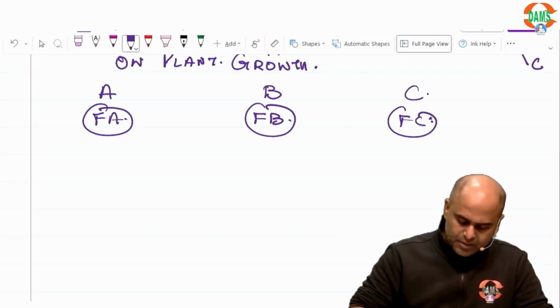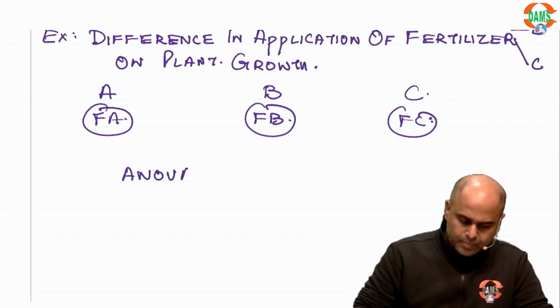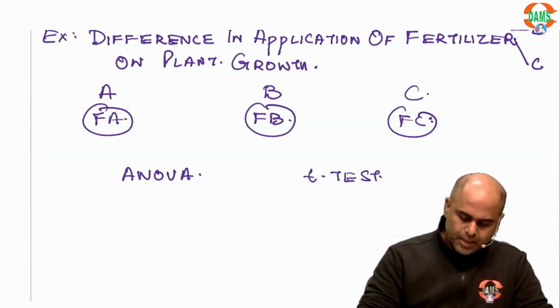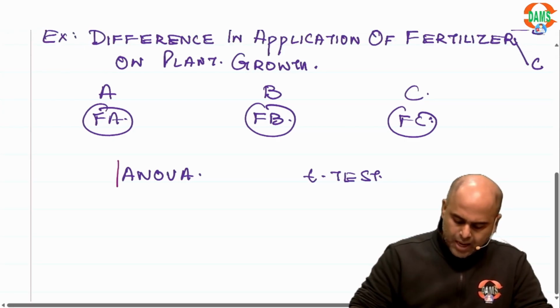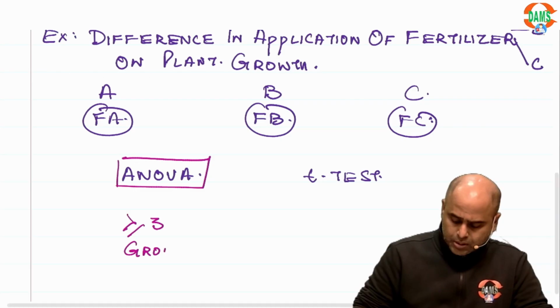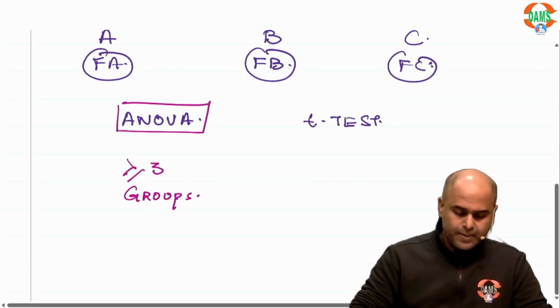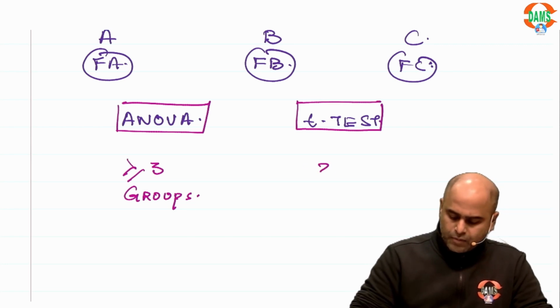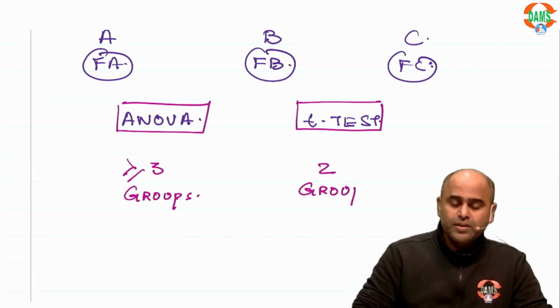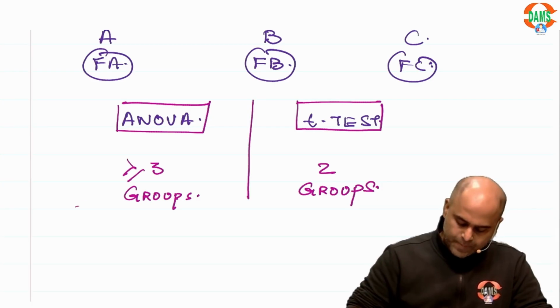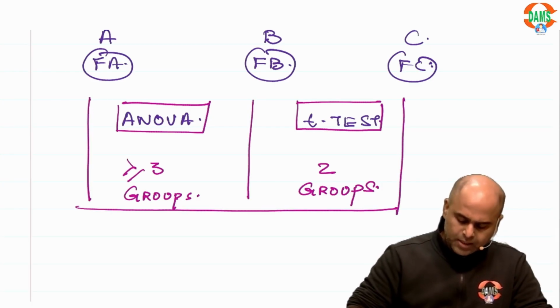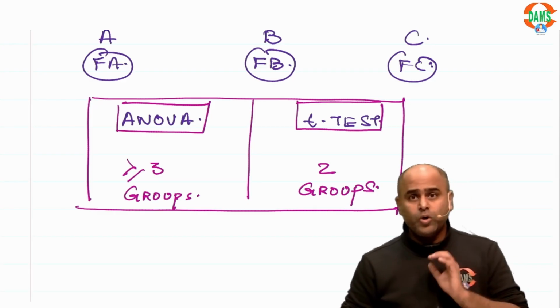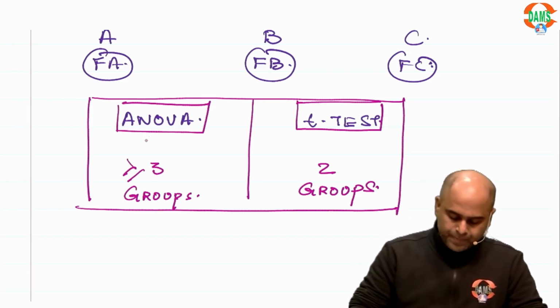Before I take you into further detail, let me first tell you the basic difference between ANOVA and a t-test. ANOVA is for three or more groups. A t-test is for two groups. That's the only difference. Otherwise, all other conditions of a t-test would hold true for ANOVA.